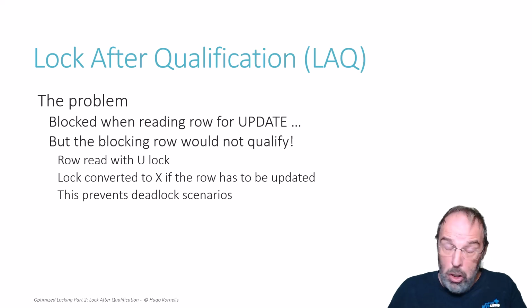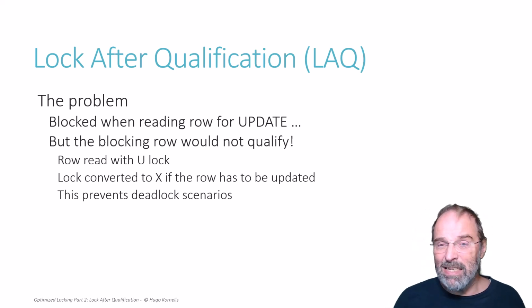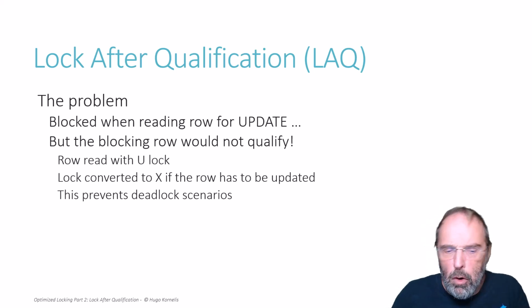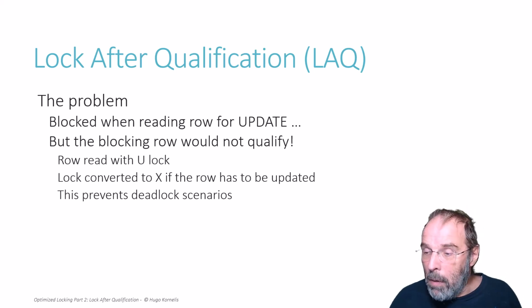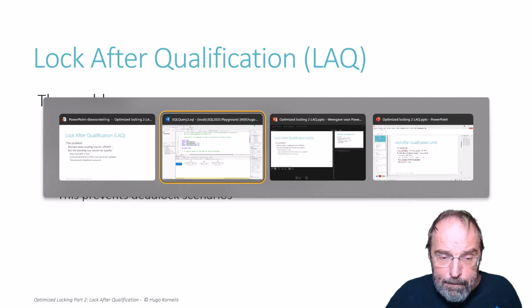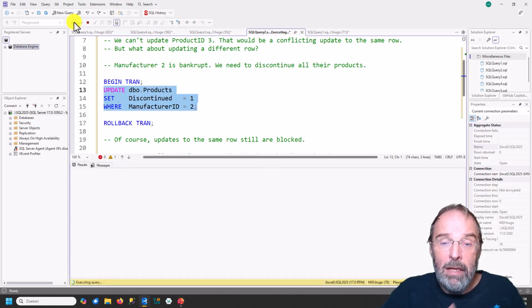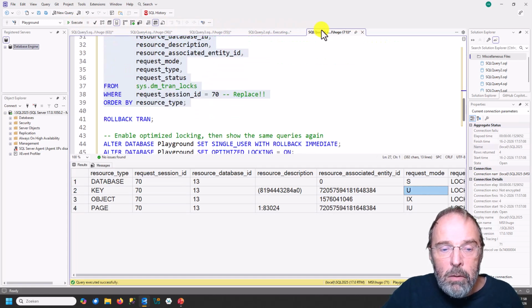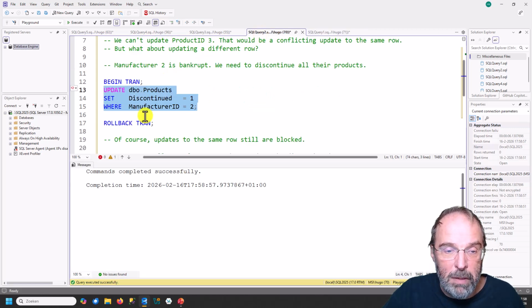In this case we used a U lock. Even if it had been an S lock, a shared lock, that would also have been blocked by the existing exclusive lock on the row. We use a U lock to prevent deadlock scenarios, but honestly it would have been the same anyway. So that is why this transaction, let's execute it again, still is waiting until we finally commit or roll back this transaction, and after this has been rolled back, the update finishes.